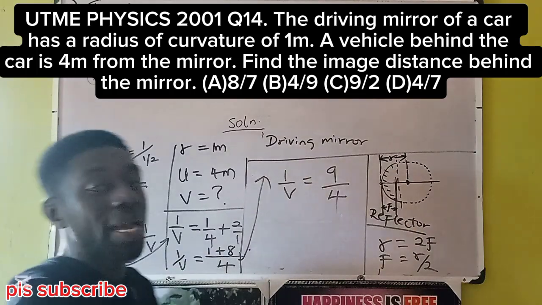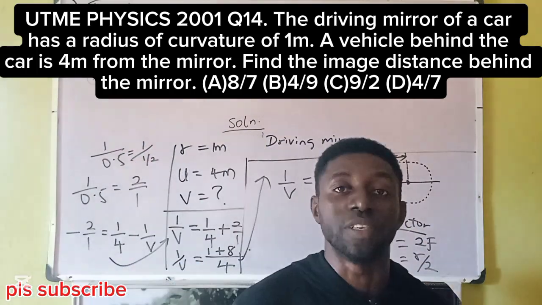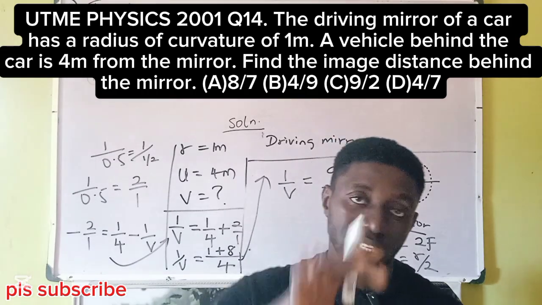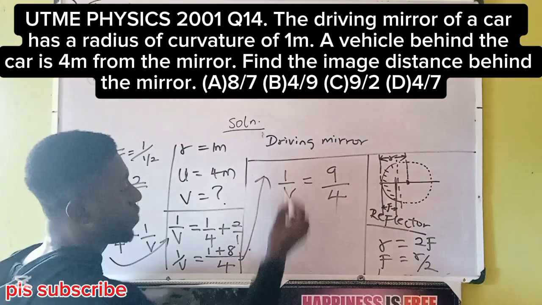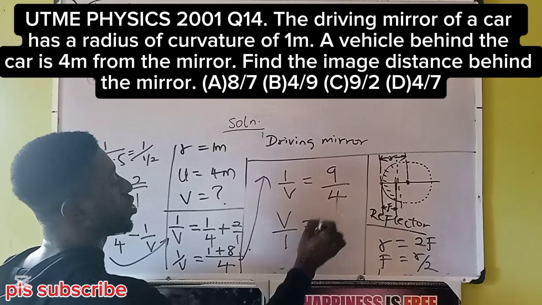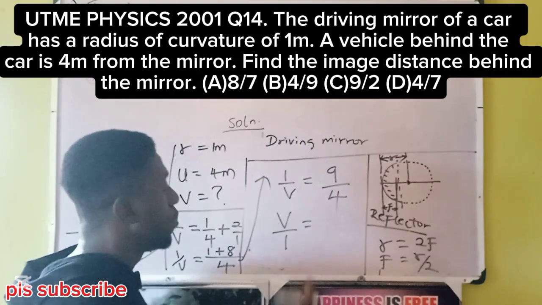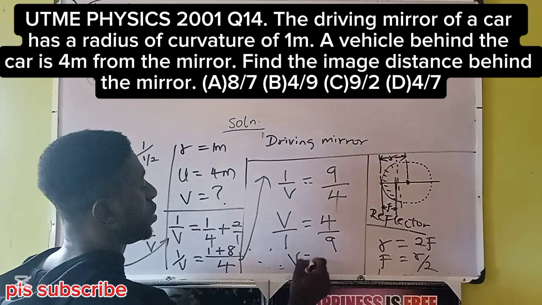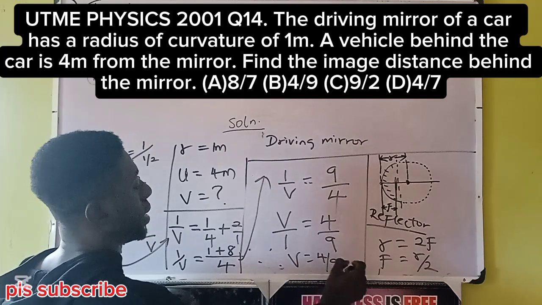We take the reciprocal again. We're looking for V and not 1 over V. The question is targeting V and not 1 over V. You reciprocate. Therefore, 1 over V will now turn to V over 1. The same thing happens in the equation. You do the same thing. 4 goes up, 9 comes down. 4 over 9. Therefore, V is equal to 4 over 9 meters.